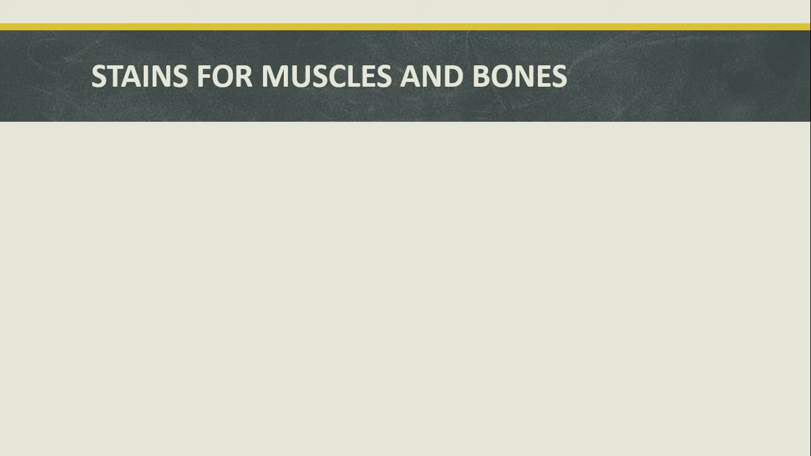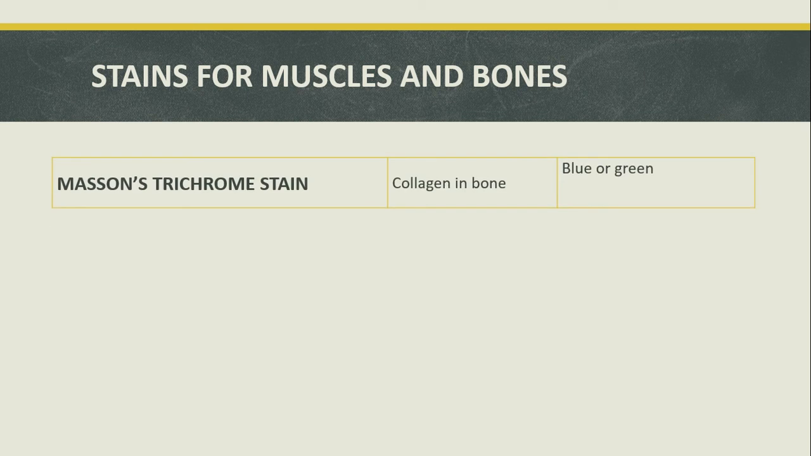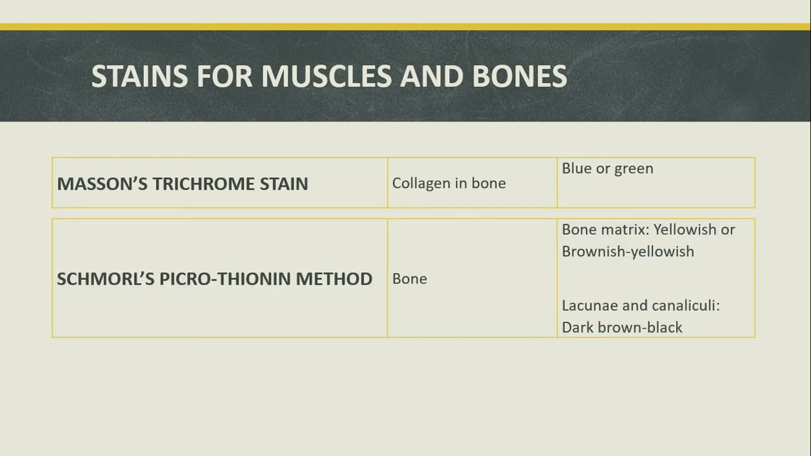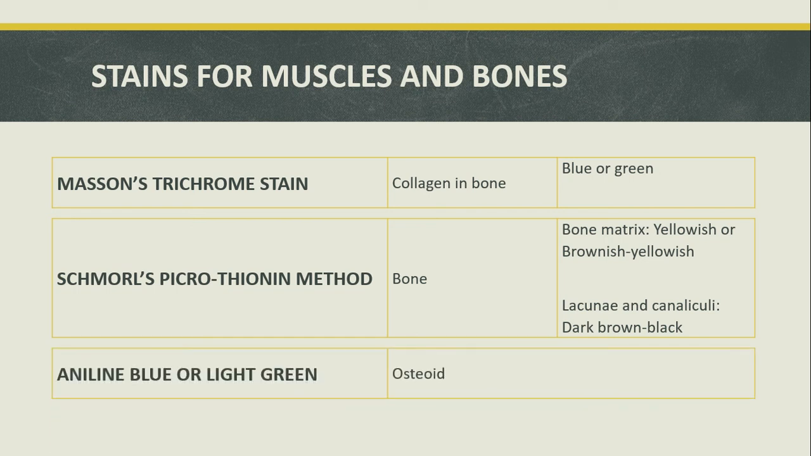Next is the Masson's trichrome stain, which is a standard, popular method for staining collagen in bone. The Schmorl's picrothionin method is a stain for bone, employing colors to the bone matrix, lacunae, and canaliculi. And lastly is the aniline blue or light green, which is used for staining osteoid.